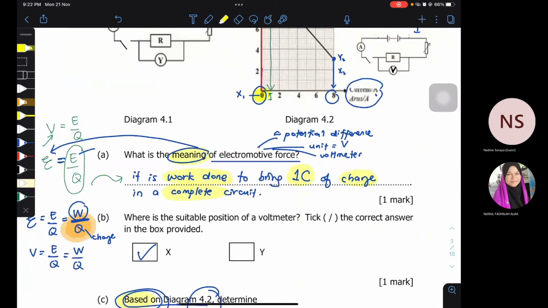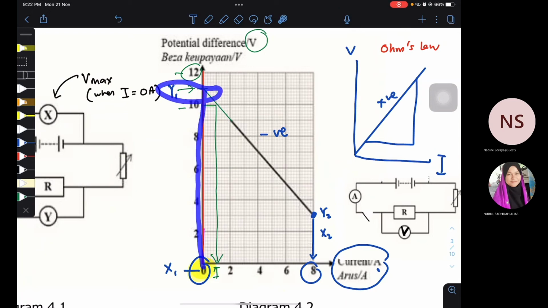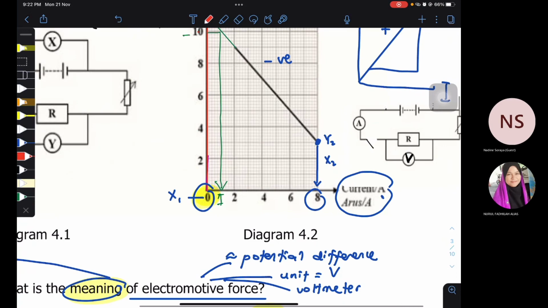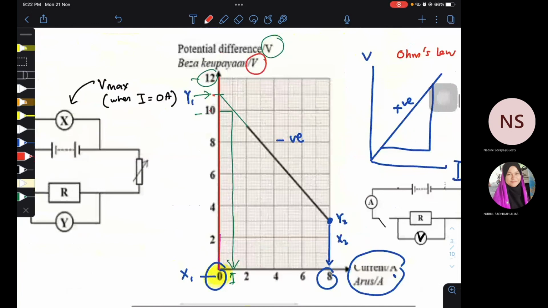Okay, so tadi I told you EMF is when current is 0. Where is current 0? Here. Jadi, dalam exam, if you draw this line here, line ni awak lukis, and then you tahu this is the value, you buatlah anak panah ke apa kat sini, then you write what's the value here. So 10, 11. So you buat kat sini 11. Ada unit tak? Ada. So you write 11 volt.